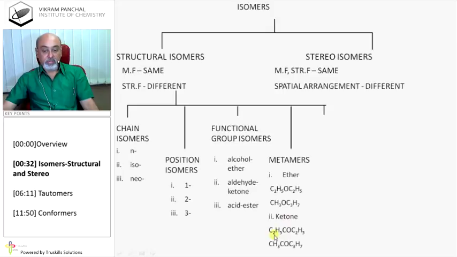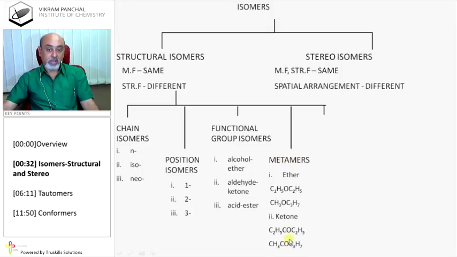Ketone, C2H5COC2H5, methyl CO C3H7. So here you can see functional group is same, molecular formula is also same, but number of carbon atoms present in alkyl chains are different, so they are called metamers.